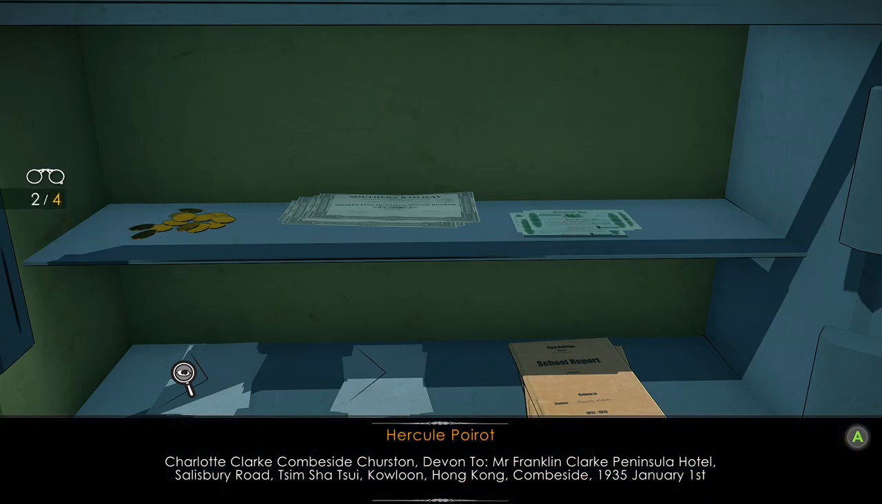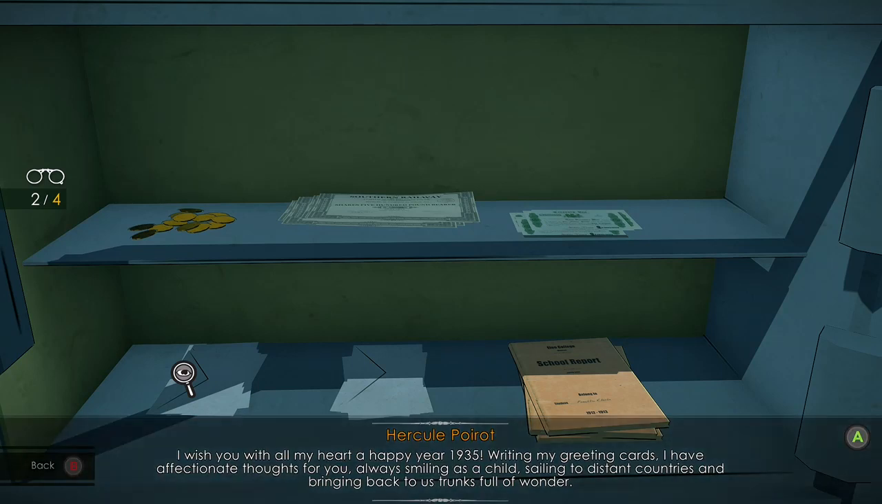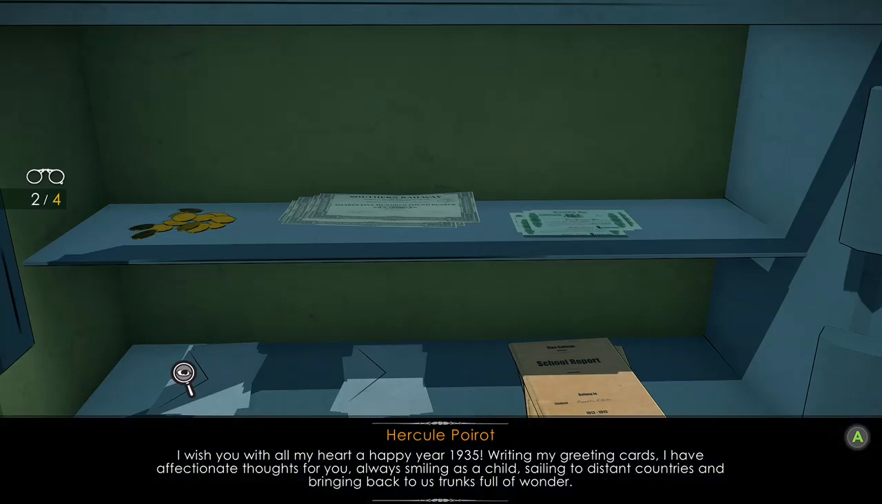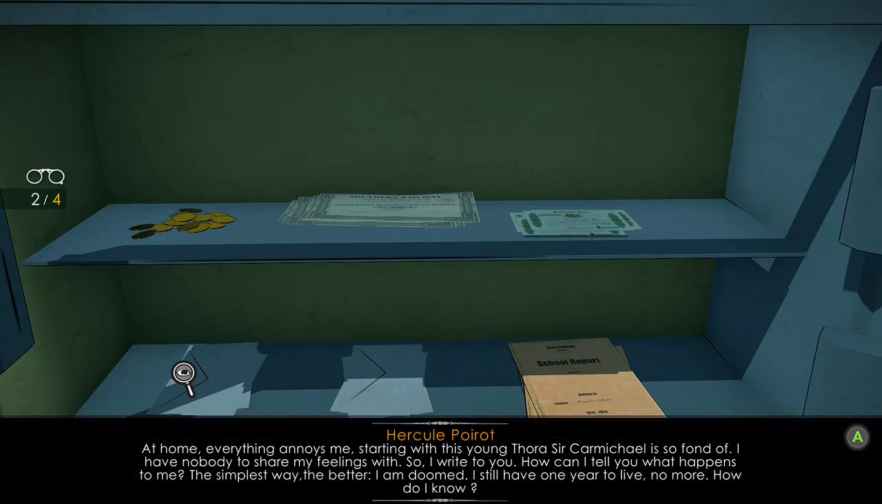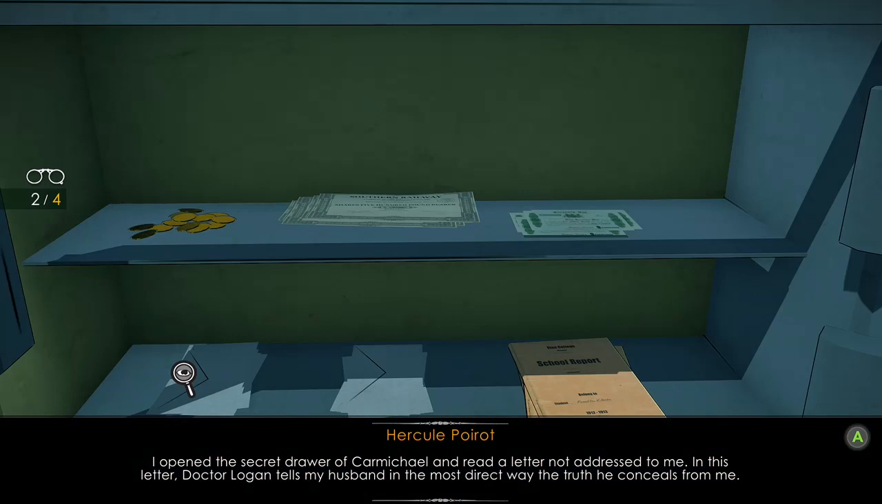Charlotte Clark, Campside, Churston, Devon, to Mr. Franklin Clark, Peninsula Hotel, Salisbury Road, Chimshatsu. I wish you with all my heart a happy year 1935. Writing my greeting cards, I have affectionate thoughts for you. Always smiling as a child, sailing. At home, everything annoys me. Starting with this young Thora Sir Carmichael is so fond of. I have nobody to share my feelings with, so I write to you. How can I tell you what happens to me? I opened the secret drawer of Carmichael and read a letter not addressed to me.